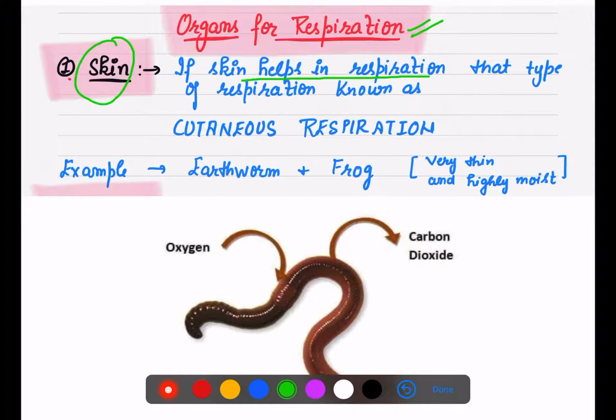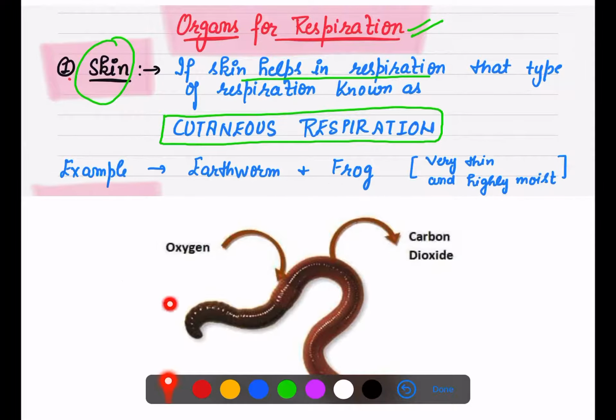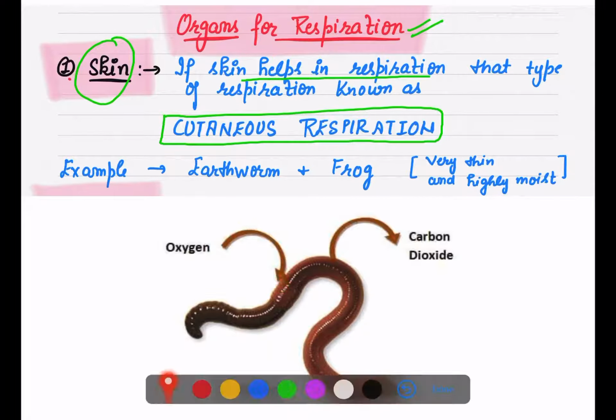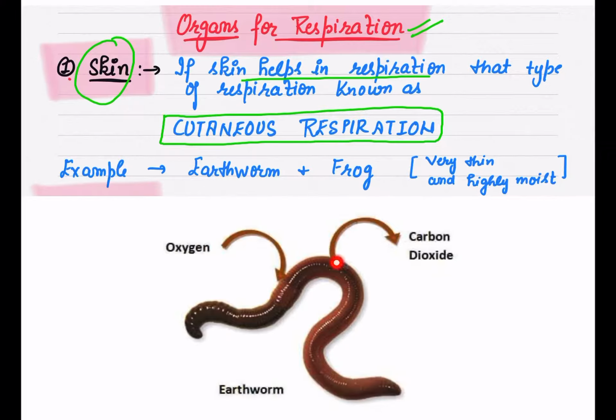When skin plays a role in respiration, that type of respiration is known as cutaneous respiration. An example is observed in earthworm and frog, where you can very confidently say the respiration is cutaneous, because skin is playing the role. As you can see, the surface of the earthworm is thin as well as moist. It is a great feature, as we just discussed in the characteristics, so gases can be easily exchanged.